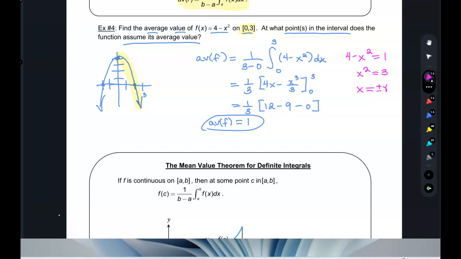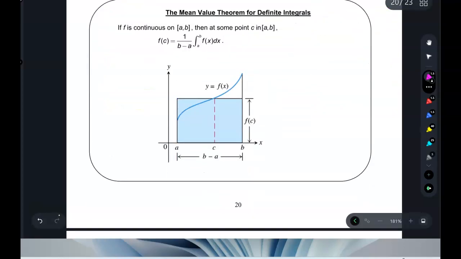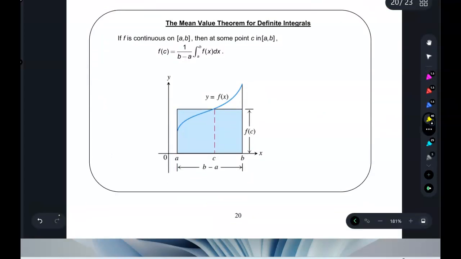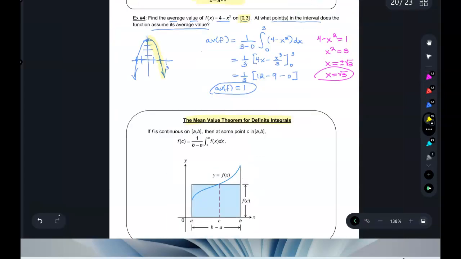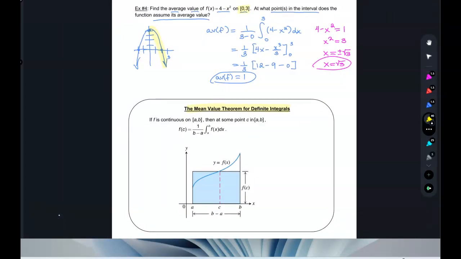Technically we would get plus or minus square root of 3, but we just want the positive. Hopefully that does match up. Yes, right about here. Square root of 3 is about 1.7. That looks right. And this is just defining it. So here's our mean value theorem for definite integrals. This is the same thing that we just defined.